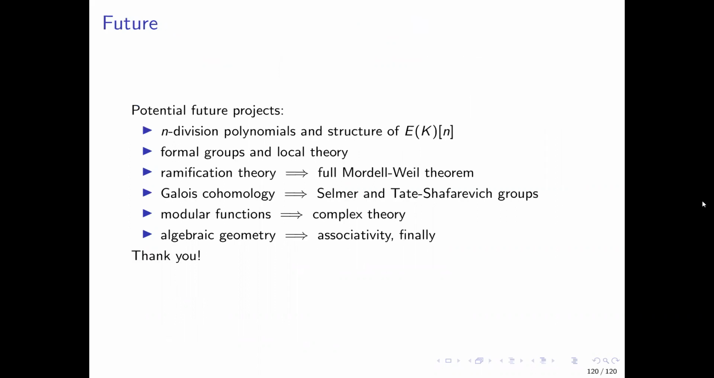So on the last slide here, I've just stated a bunch of potential future projects. So I defined 2 division polynomials, but by induction, you can just do n division polynomials. And if you can define these things, you can do the structure of the n torsion subgroup. The weak Mordell-Weil theorem doesn't require n division polynomials. You only require 2. You just need to pick any number that's greater than 1. But I guess you can define this in general, and this will be useful if you want to look at the structure of that thing.